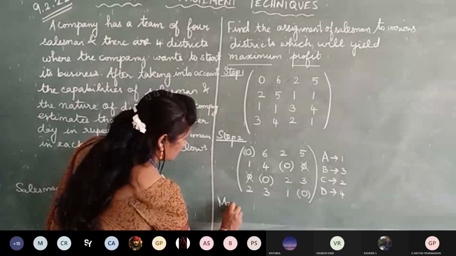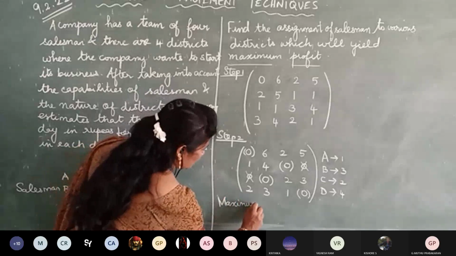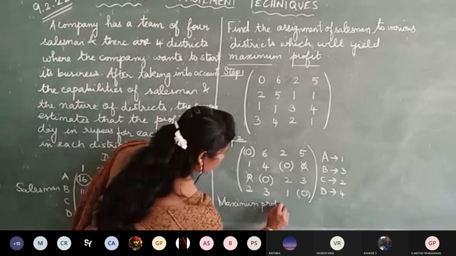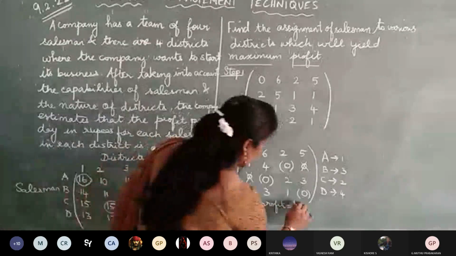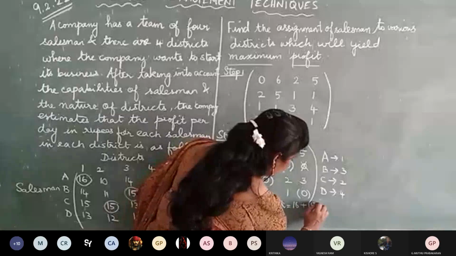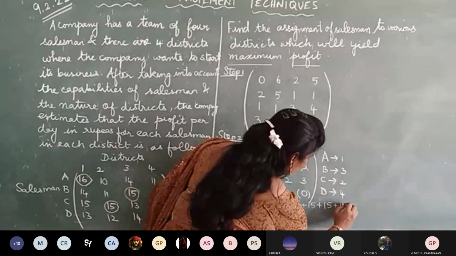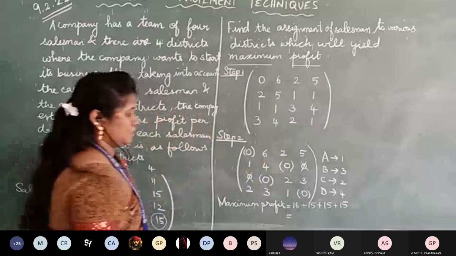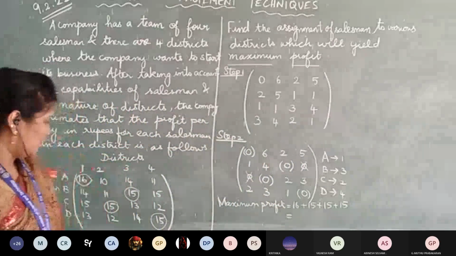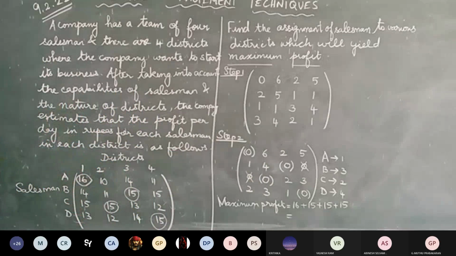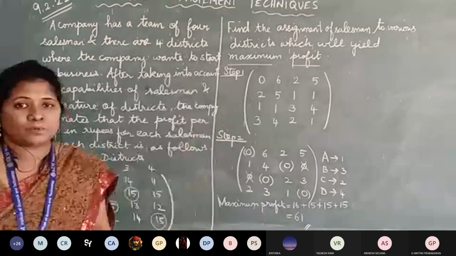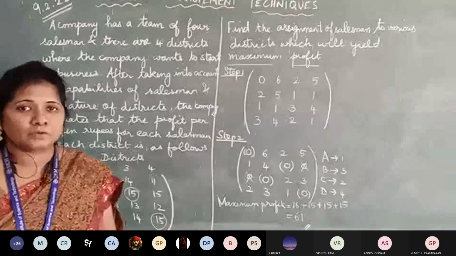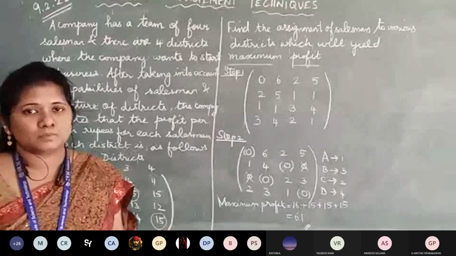Your maximum profit is equal to, from the question, write down the answer. 16 plus 15 plus 15 plus 15. So that will be added and 10. So your maximum profit is 61. So this is how you're going to find out your maximum profit in the assignment problem.